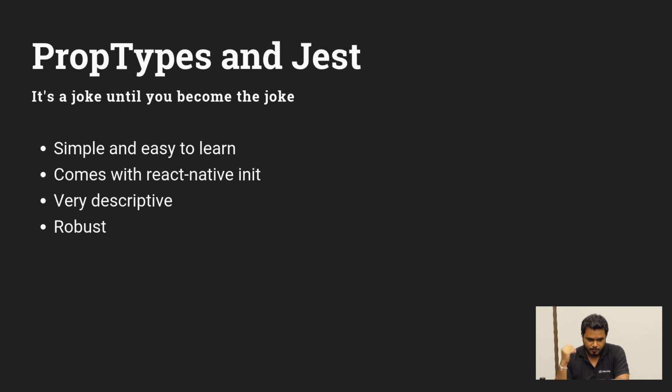Prop types is basically a way of ensuring that your component gets the data in the correct format that it expects, in the correct type. And jest is the testing framework that comes with React Native. So both of these are very easy to learn. The documentation is very descriptive. Prop types documentation is very simple. It's easier for you to understand. And just by looking at the code, you could understand what it means. So it's not very difficult to get into both of these.